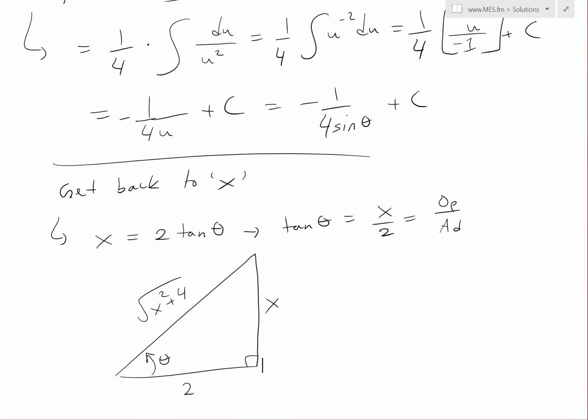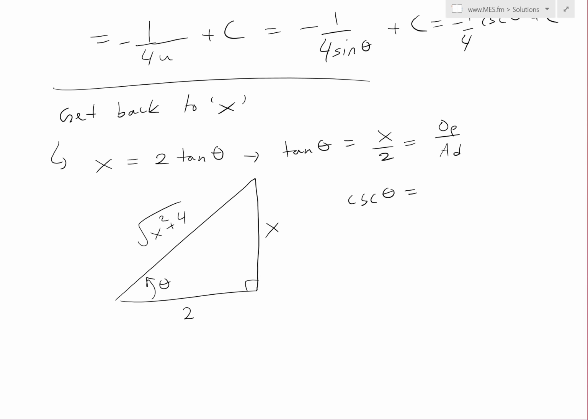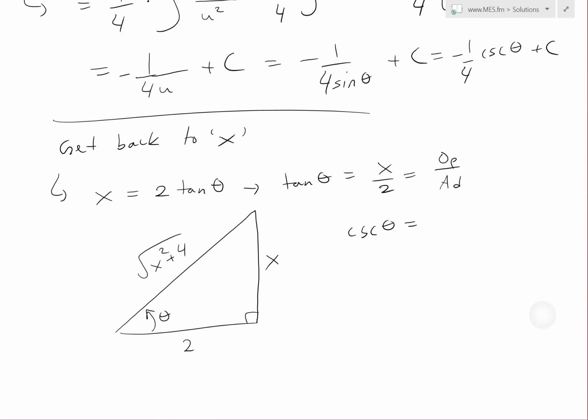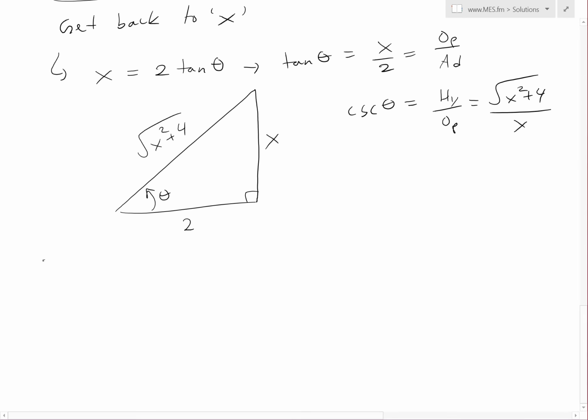So now what we have to do is get this part. If we simplify this even further, this is negative 1 over 4 cosecant theta plus c. Cosecant theta is the reverse of sine, so it's going to be hypotenuse over opposite, which is square root of x squared plus 4, all divided by x, since the hypotenuse is the square root and the opposite is just x. So that's what we have over there.